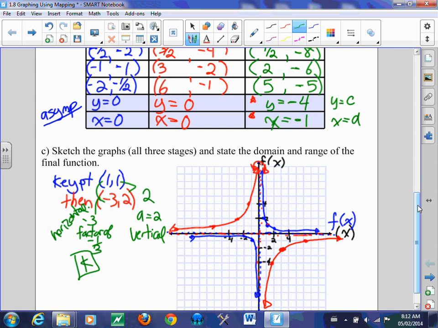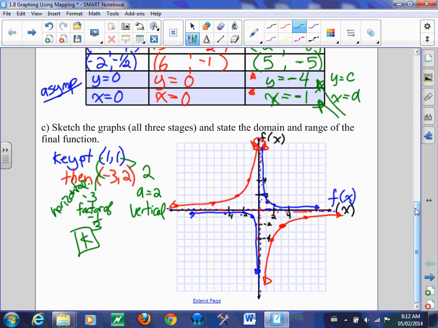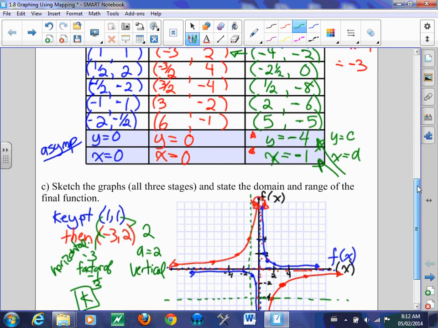All right, stage 3, ladies and gentlemen, the last one. It is just taking our red graph and either shifting it up or down or left or right. The easiest thing for me to graph to start with is our asymptotes. So I'm going to start at y equals negative 4. That's why color is important today, guys. Then I'm going to have x equaling negative 1. So my asymptotes now have shifted.